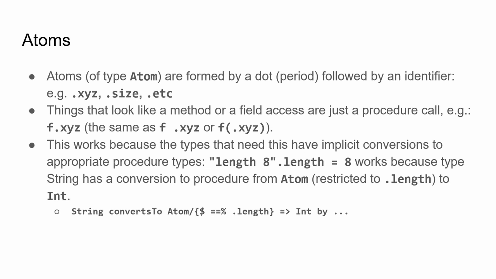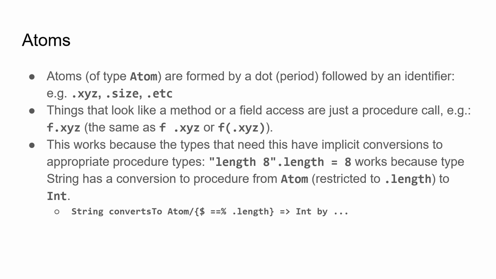And the things that you'll see in Wombat2 that look like a method or a field access are always just a procedure call. So f.xyz is the same as f space .xyz or f(.xyz) in brackets. It's an application of the procedure f to the value .xyz.